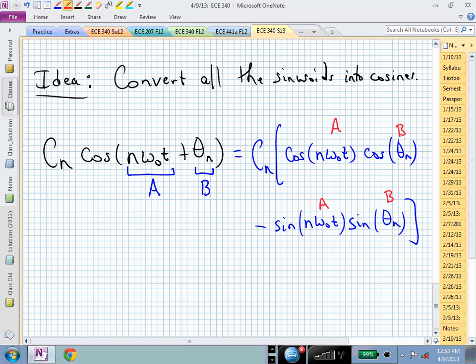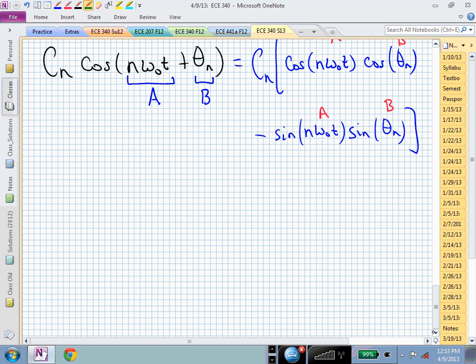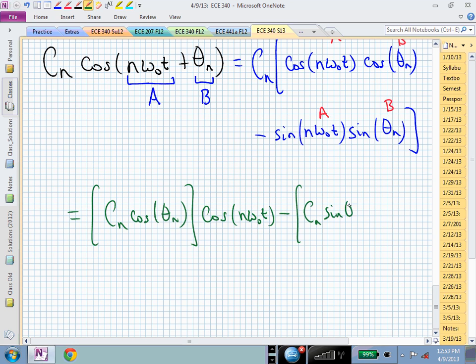So let me just put this cosine of theta sub n together with capital C sub n, and likewise let me combine this sine of theta sub n and this minus with capital C sub n to allow me now to write this. The left-hand side is now equal to C sub n cosine of theta sub n times cosine of n omega naught t minus C sub n sine theta sub n sine of n omega naught t.